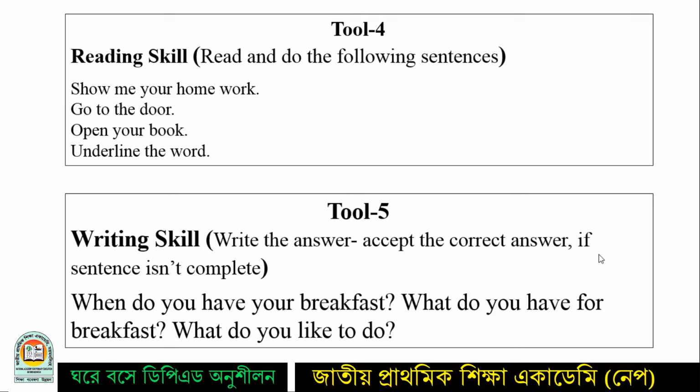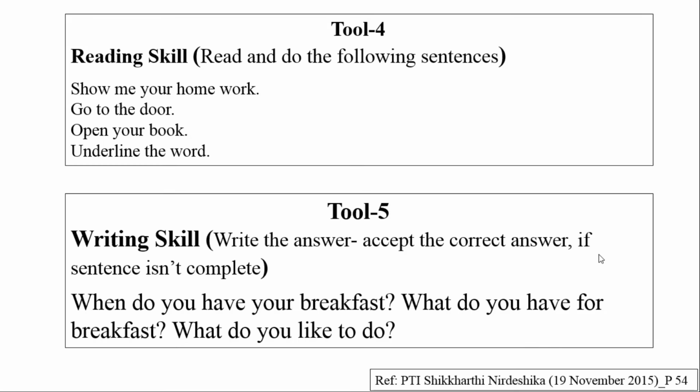Tool number 5, writing skill. Here we focus, write the answer. Accept the correct answer if the sentence is not complete. So when do you have your breakfast? What do you have for breakfast? What do you like to do? If the student isn't able to give the answer in a complete sentence, no problem. If the answer is correct, you can take it as a correct answer.